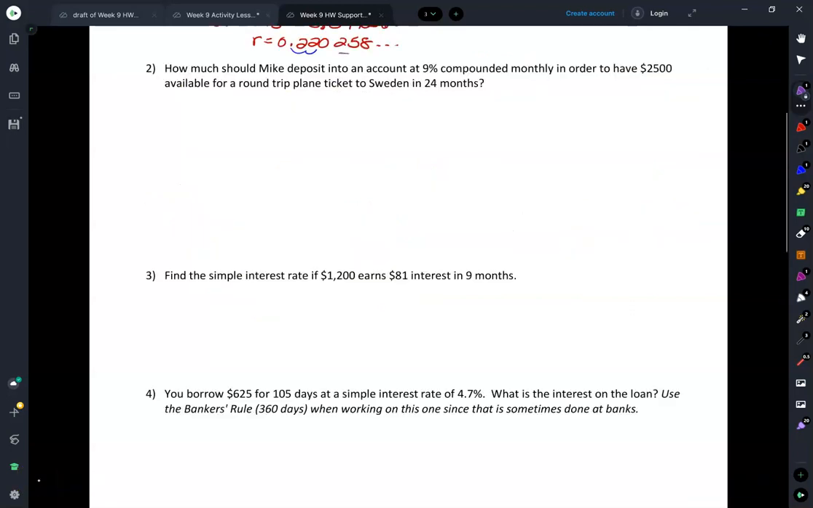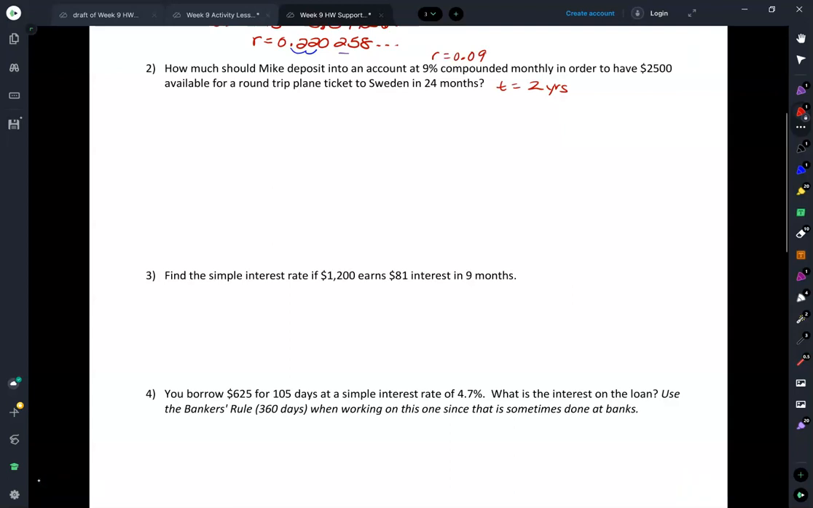Okay, now we're going to do number 2. How much should Mike deposit into an account at 9% compounded monthly? So I know it's going to be compound interest there, in order to have $2,500 available for a round-trip plane ticket to Sweden in 24 months. So remember, time has to be in years. So 24 over 12 would give us T equals 2 years. My rate is going to be 0.09.